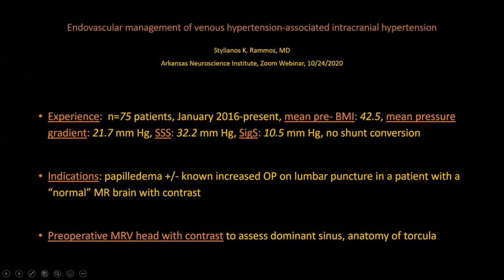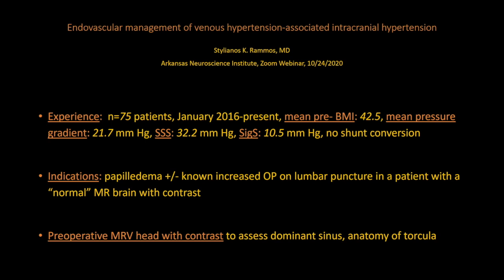So my overall experience with this condition started approximately in January of 2016. Ever since, I have treated a total of 75 patients. We have a fairly obese population, and this subset of patients usually has a fairly high body mass index. Our mean pre-BMI is 42.5, consistent with morbid obesity numbers.